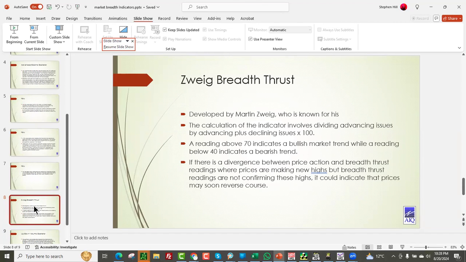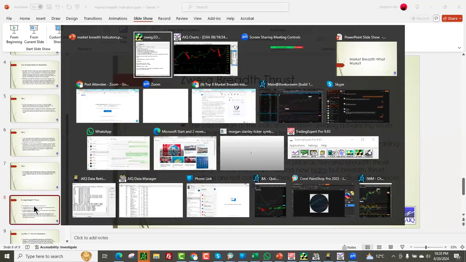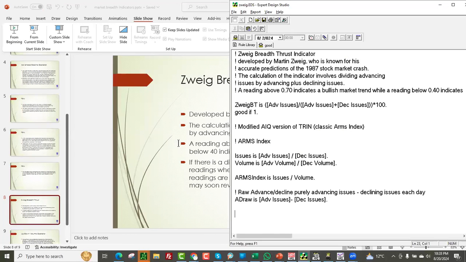This is not making a new high. And this indicator is, again, relatively easy to program within here. I just put some comments up here. There's also another measurement: a reading above 70, or 0.70 (and 0.40 if you don't multiply by 100). A reading above 70 is a bullish market trend. A reading below 40 is a bearish market trend.